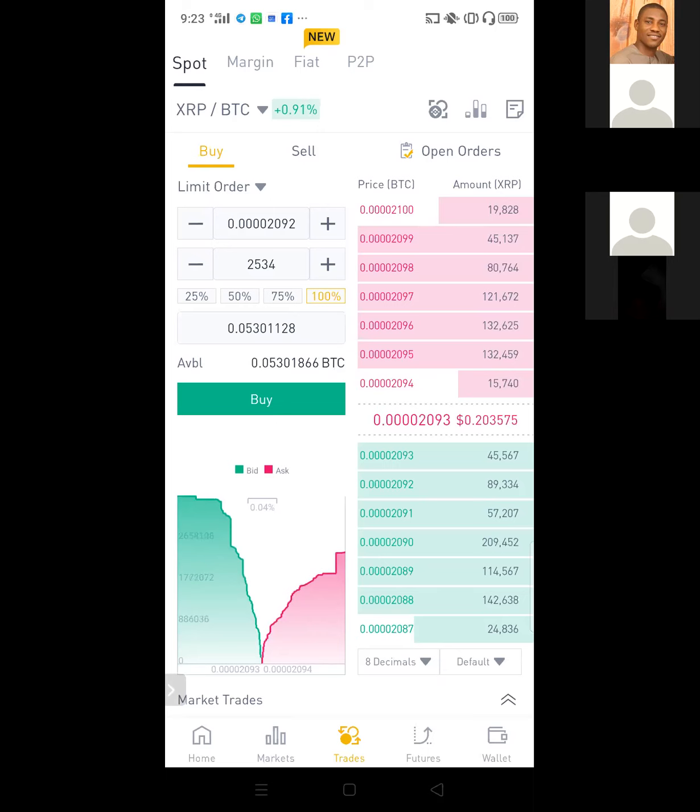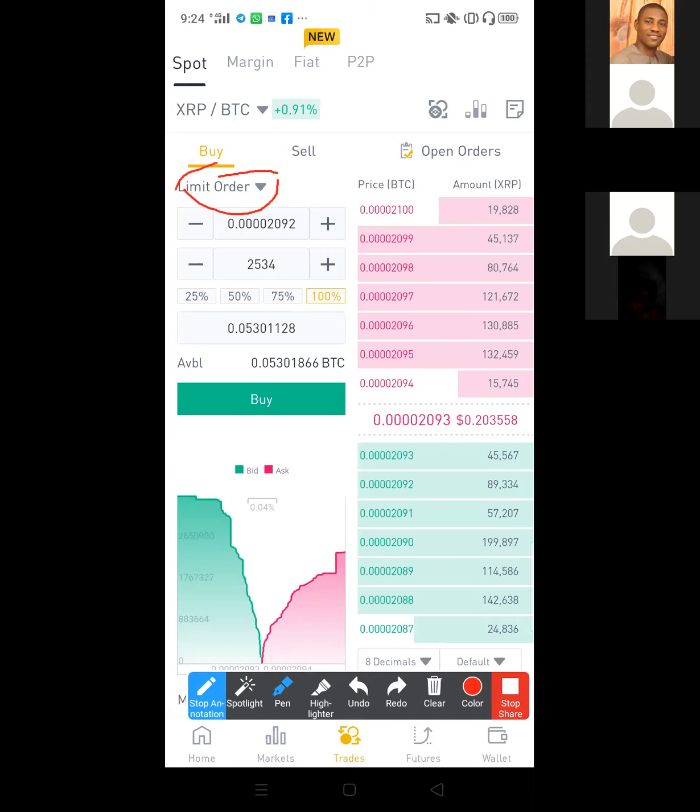So limit order, which is the default right now, you are saying if the price of Ripple gets to 2,092 Satoshi, this is what I'm talking about here. Remember, it is Bitcoin against XRP. So this is the Bitcoin value, which is 2,092 Satoshi, so that's units of Bitcoin. If the price of Ripple against Bitcoin gets to this value, please buy. Of course, this is the current price.